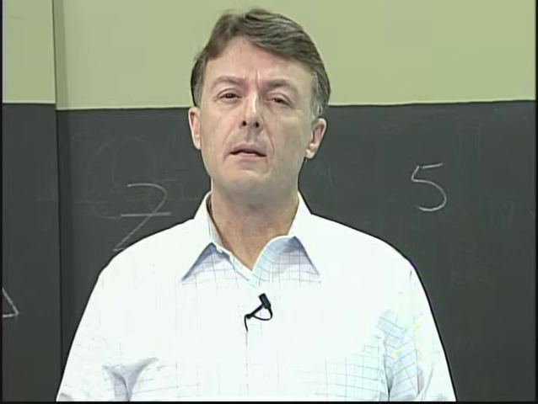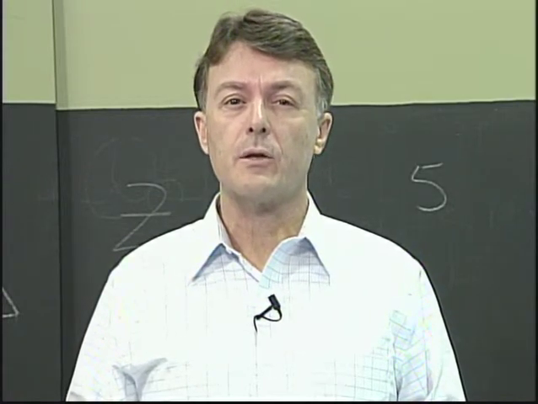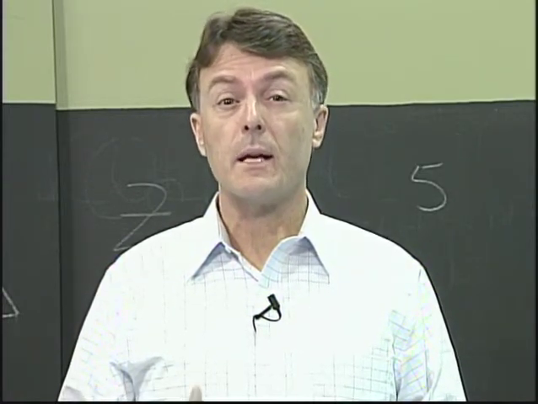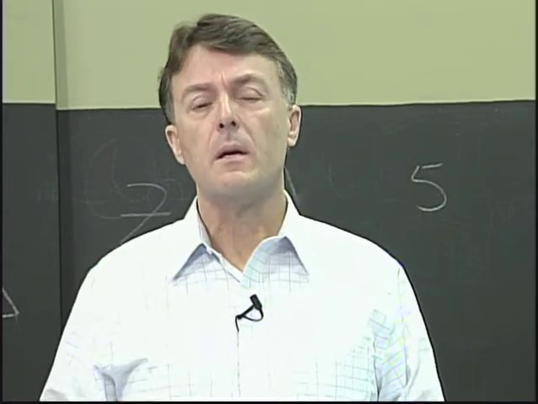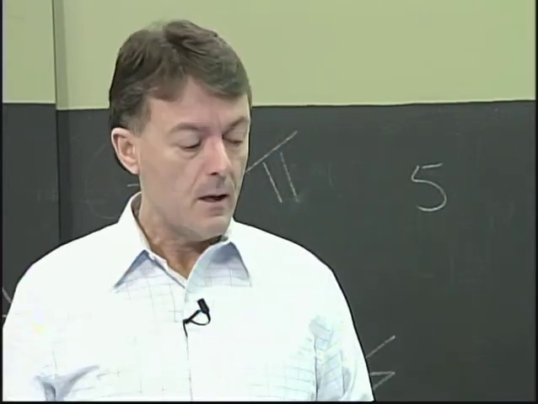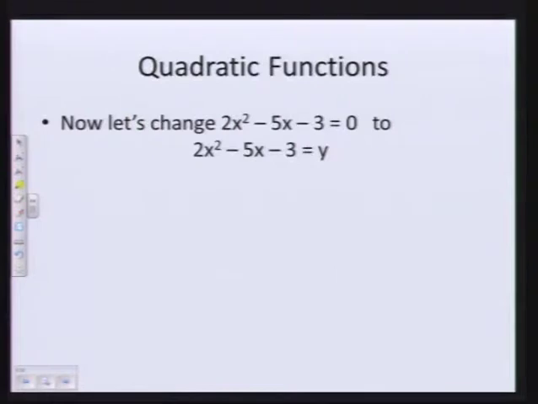So let's now go ahead and define really what a quadratic function is. We've reviewed what a quadratic equation is, but what are the components and properties of a quadratic function? So here we go. Now let's change the equation that we have, 2x squared minus 5x minus 3 is equal to 0, to 2x squared minus 5x minus 3 is equal to y. So now what we've done is we haven't set this to a specific value of 0. We've changed that now to a general value of y.